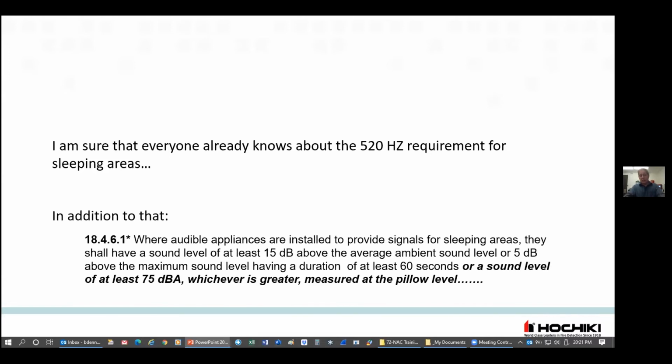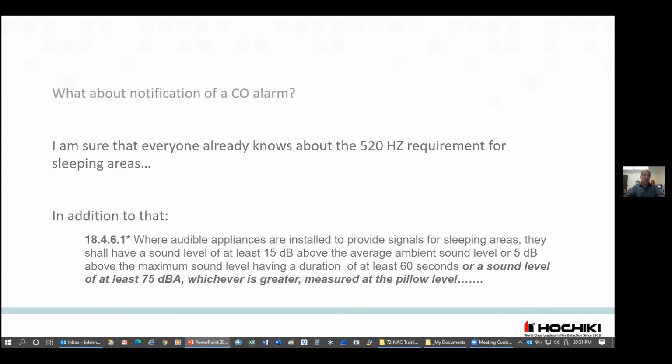You remember how we said the sound level has to be 15 dB above the average ambient sound level? That's true, but for sleeping areas, it needs to be at least 75 dBA. 15 dB above average or 75, whichever is greater, and measured at the pillow level. So we're going to take our measurement where the pillow is at that level from the floor. We're going to be sure that we have at least 75 dB for this application for sleeping areas.